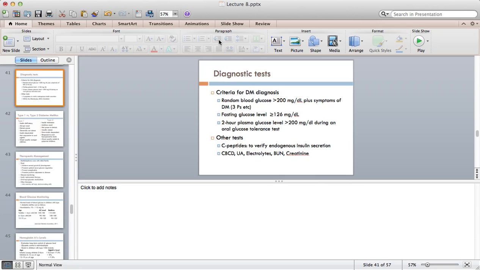Okay. Other tests we can do will include our CBC. We'll look at our UA, where we see positive glucose in the urine, or we do our electrolytes, BUN and creatinine and all that. We can do all that to look at the function of the kidney. So here is basically a comparison of type 1 and type 2 diabetes. Type 1 is insulin deficiency, type 2 is resistance to insulin.